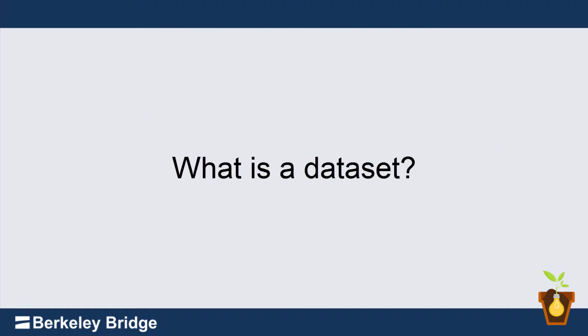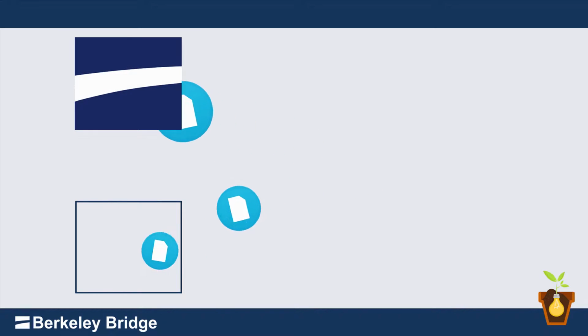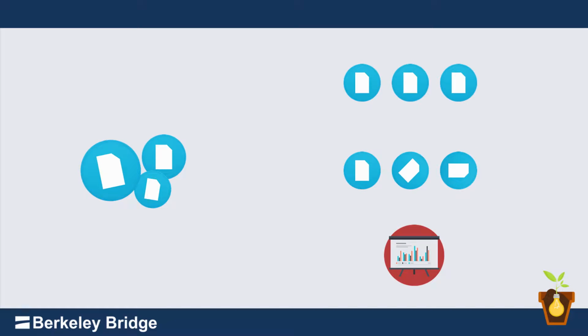First of all, what exactly is a dataset? Simply put, a dataset is a collection of information or data which you can specifically select and use, in and outside of the Berkeley Publisher. Datasets allow you to sort, manipulate, and present data in many different ways.